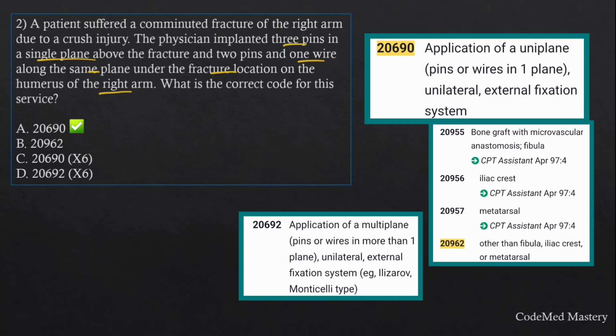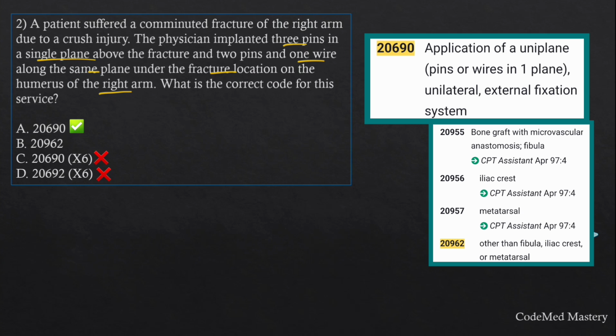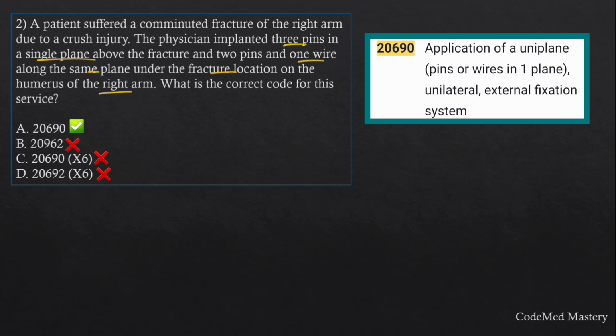Therefore, we'll eliminate option C. We'll eliminate option D also, 20692, because that is for application of multiplane. But we have to code for single plane, uniplane. Therefore, we'll eliminate option D. We'll eliminate option B 20962 because that is for bone graft with microvascular anastomosis. That is not mentioned in the question. So we'll eliminate option B. The right answer is option A.